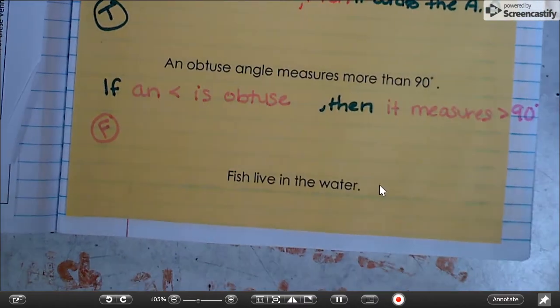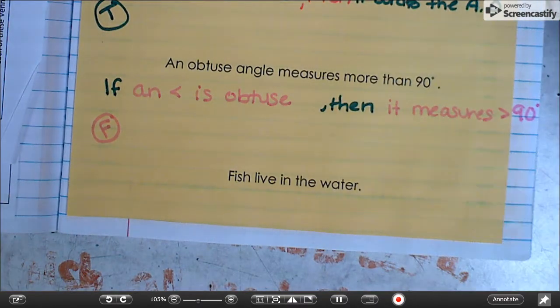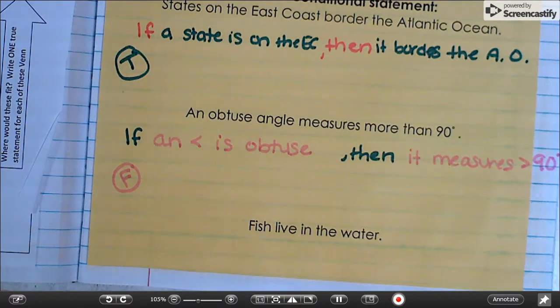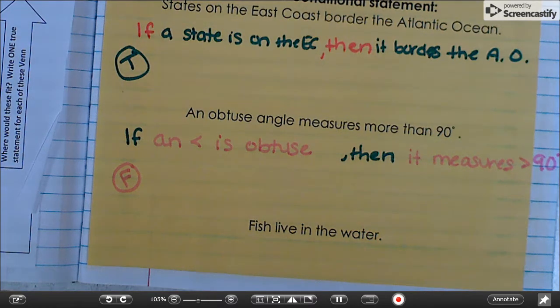And I want you to take a second and pause the video and make a conditional statement for this fish living in the water. Make sure you pause it and then check it with mine.